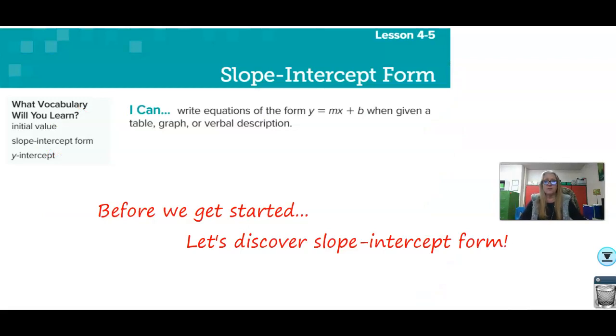Section 4.5, slope-intercept form. Your I can statement, your vocabulary. But before we really get started in this unit, I want to talk about slope-intercept form and how it came about. So let's look at that here first. Okay, and you might have noticed suddenly page 225 has appeared. That's because I forgot to put page numbers on it. So start at 225 and follow along. I'll tell you when we turn the page. All right, but for now we're on page 225.